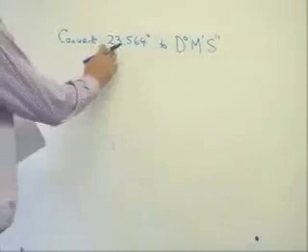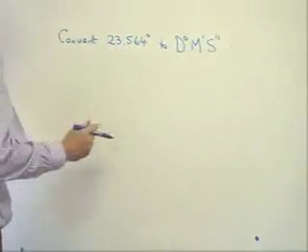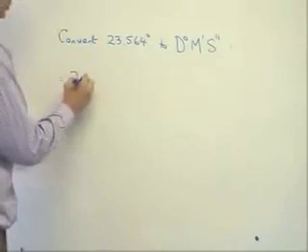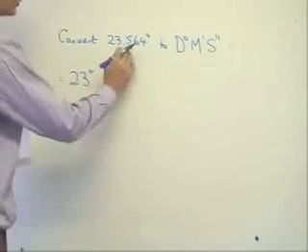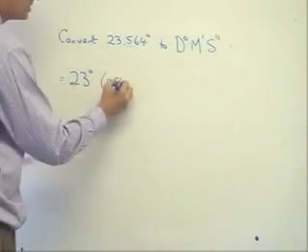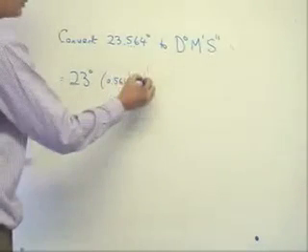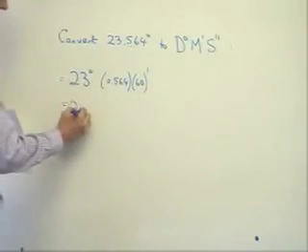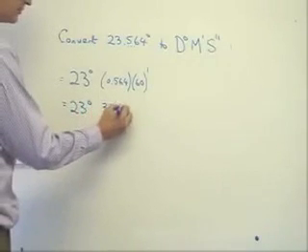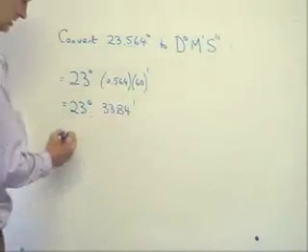So convert 23.564 degrees to degrees, minutes, seconds. And all we're going to do here is use the integer. So we know this equals 23 degrees. We take the decimal, 0.564, and multiply it by 60. That will give us minutes. So it's 23 degrees, and then we get 33.84 minutes. That's on a calculator.